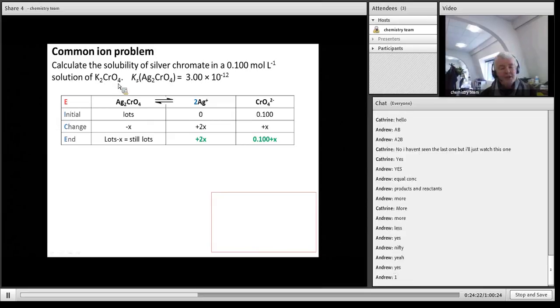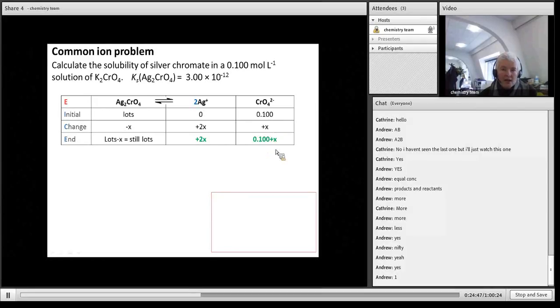So for every 0.1 potassium chromate, I've got 0.1 chromate. And it's the same sort of thing. When I now want to check the solubility, I've got 2x dissolving, or 2x being formed, and I've got x of chromate being formed. So I've got 0.1 plus x.